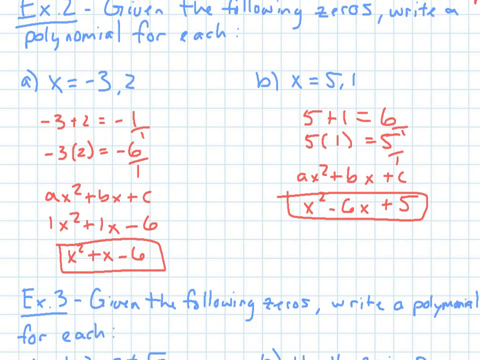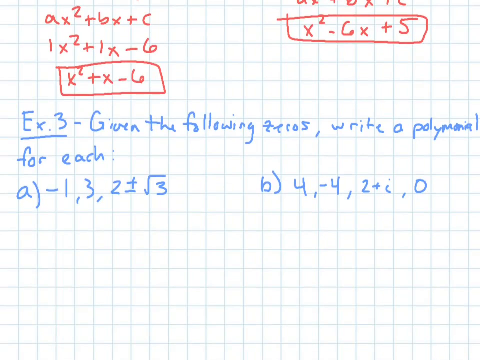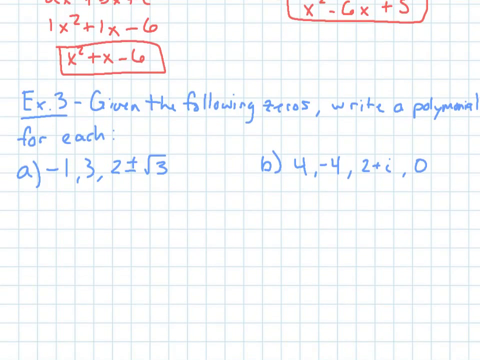Now, given the following zeros, we want to write a polynomial for each where you have more than 2 zeros. For letter A you have negative 1, 3, and 2 plus or minus the square root of 3. For letter B you have 4, negative 4, 2 plus i, and 0. I'm going to show you two different ways. Let's try a different way for the first one.